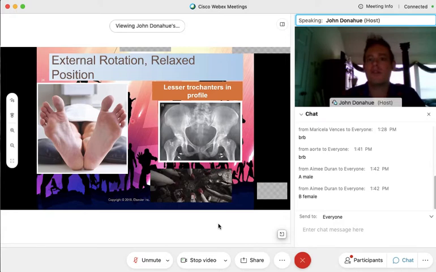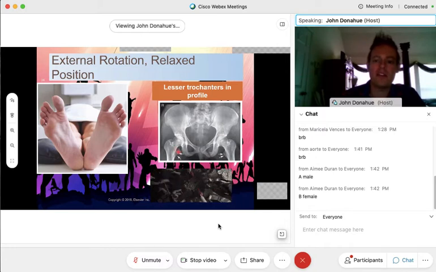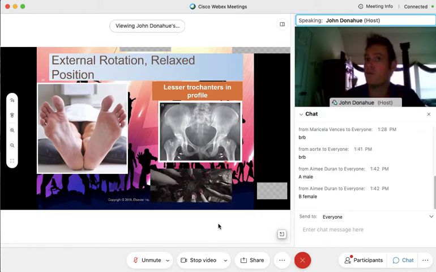Now this would be the external rotation, also called the relaxed position. As you can see here on the x-ray, the lesser trochanter is in complete profile, completely exposed, and that is the main reason we would actually externally rotate those feet in that relaxed position, is to put those lesser trochanters in full profile view, because we need to evaluate that area of the femur specifically.